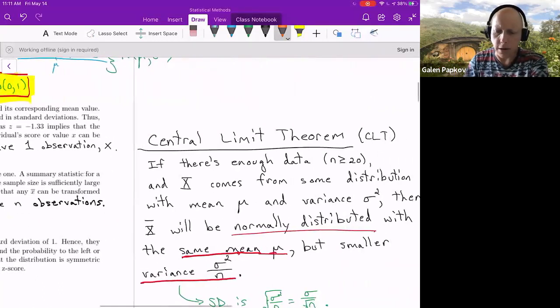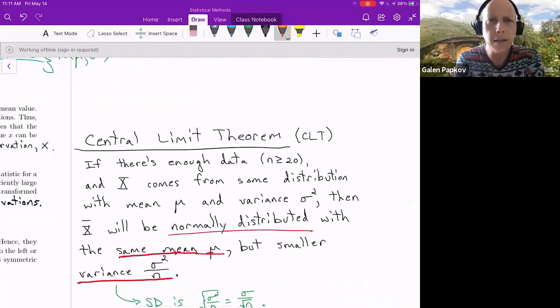The Central Limit Theorem simply says that if you have enough data, which depends on your resource. Some books say at least 20, some say at least 30. I'm going to go with at least 20 here. If you have at least 20 observations and you know the mean and variance of the distribution, then you know that the distribution of X bars is going to have the same center. So it'll be the same mean, but it's going to have smaller variability. It's going to be sigma squared divided by n.